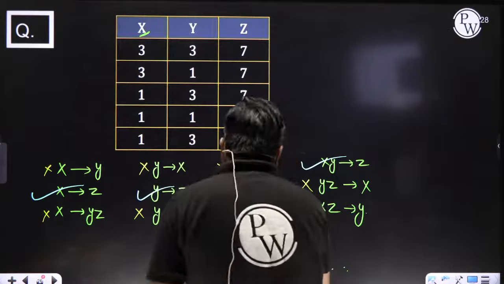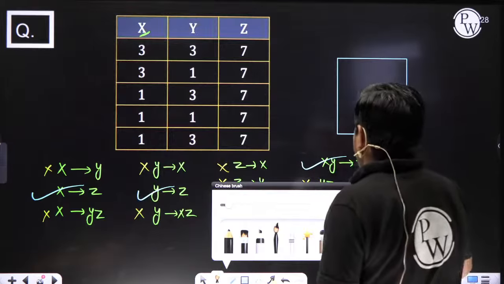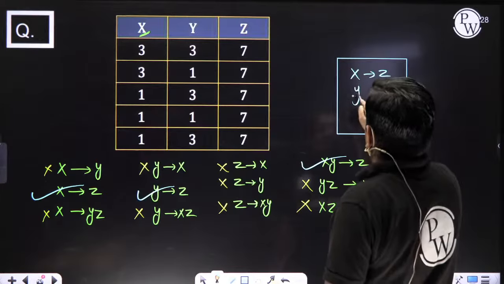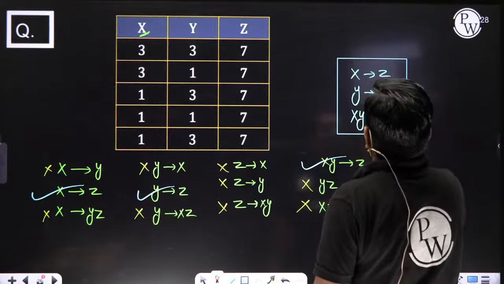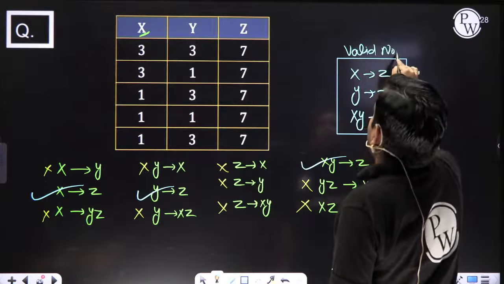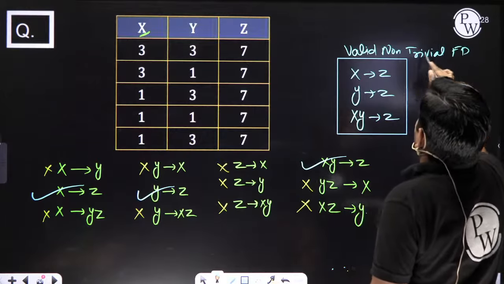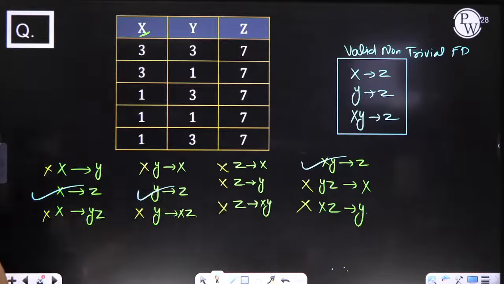How many FDs are valid? Here only 3 FDs are valid. And what are the 3 FDs? X determines Z, Y determines Z, and XY determines Z. These are the valid non-trivial FDs.